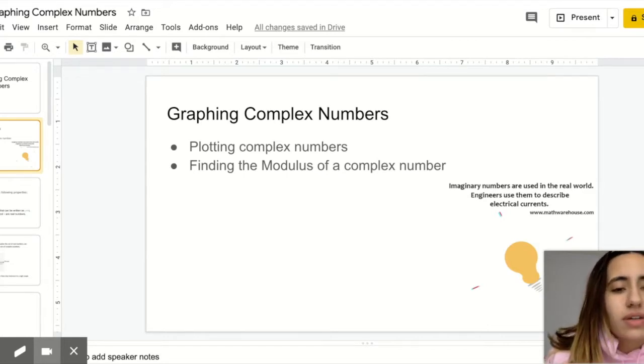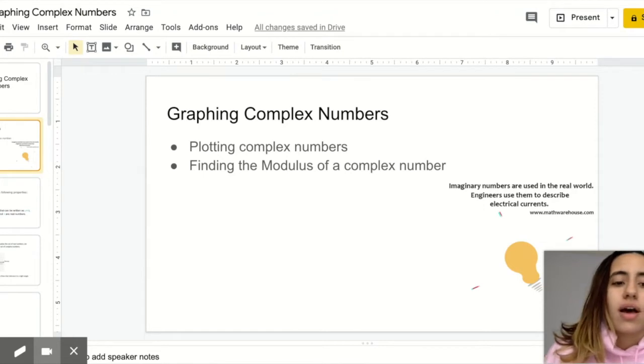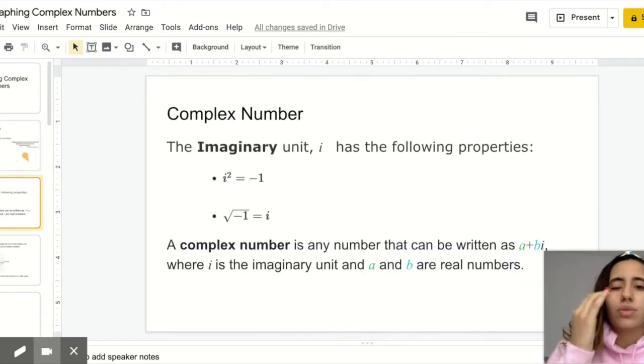So complex numbers are very interesting, actually. Imaginary numbers are part of complex numbers, as we'll be reviewing, and imaginary numbers are used in the real world. Engineers actually use them to describe electrical currents. One of my really good friends is a really talented designer. We are working together on a lesson for you guys on exactly how he uses design and puts it together with a lot of math concepts, particularly complex numbers. So with that being said, let's do a quick review.